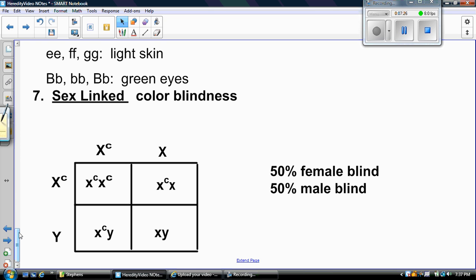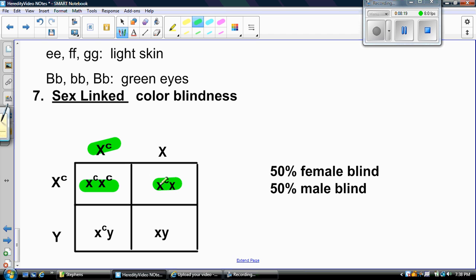Okay? So you can have traits that are inherited only on your X and Y chromosomes. Color blindness is one of those. Color blindness is inherited on the X chromosome. So if you see this symbol XC, that XC stands for color blindness. So that means that trait is on the X chromosome. Now, in order for a person to be colorblind, for females, they have to have 2 X's with the C's, because color blindness is considered a recessive trait. So if you have a normal X and an X with a C, the normal X is considered dominant, so the color blindness will not show up.